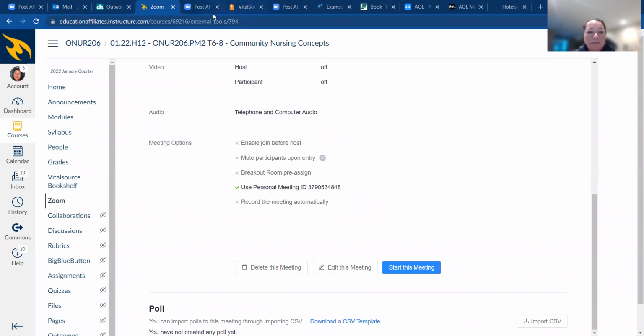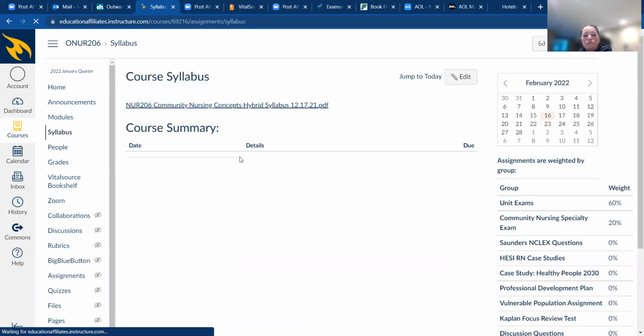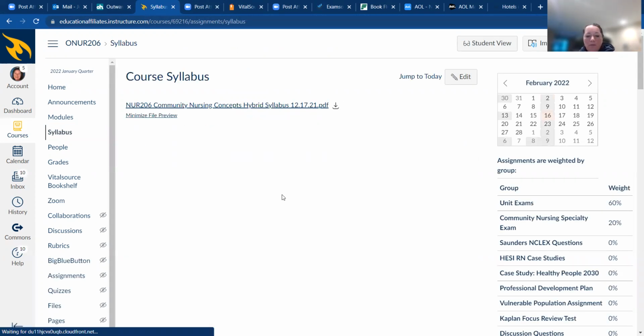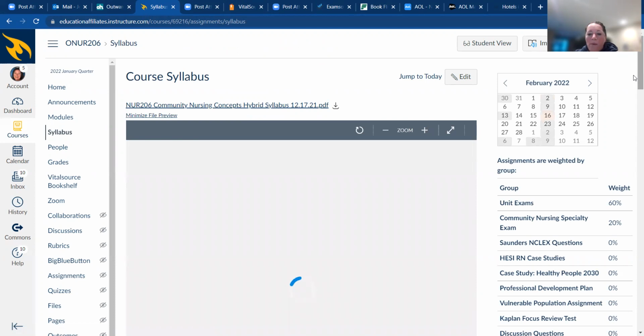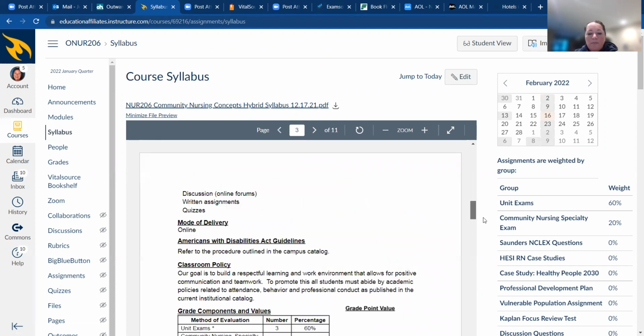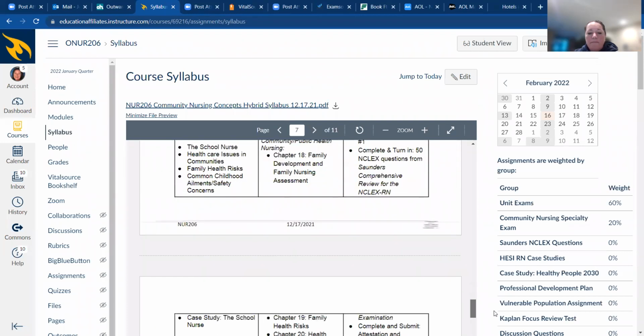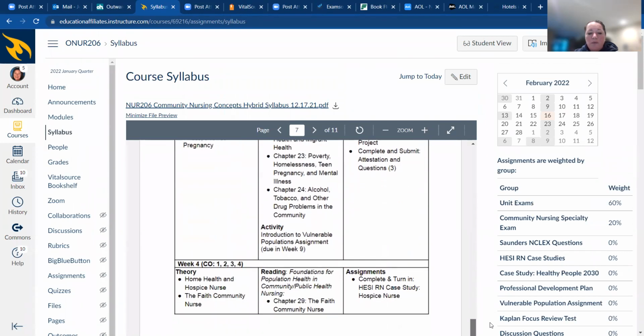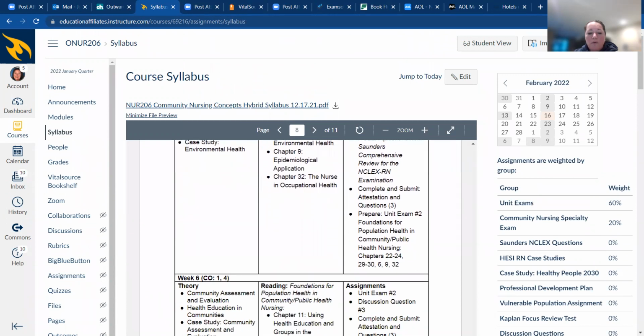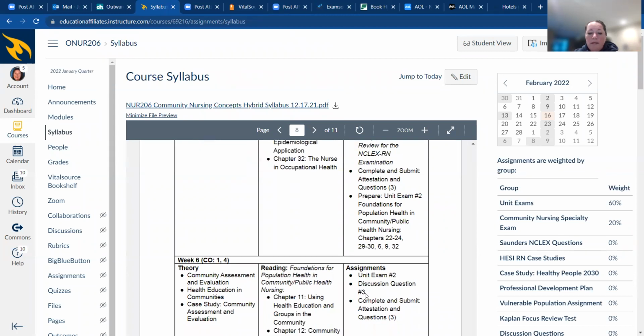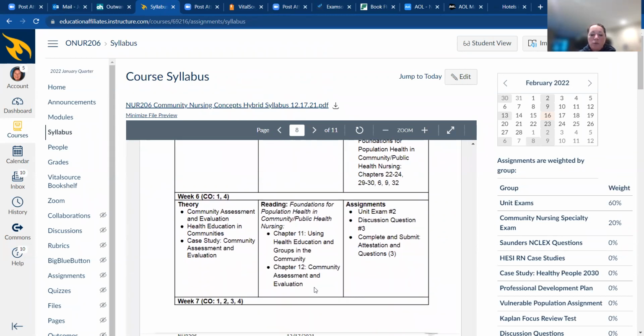Okay, so here's our syllabus. All right, because we had the exam though, we're going to split 11 and 12 just a tad bit so that you guys have some more interactive learning when we do this. We're here at week 6. So we're doing 11 and 12.